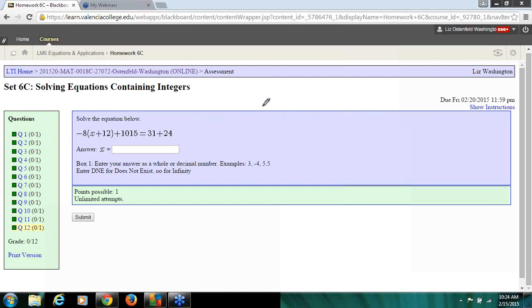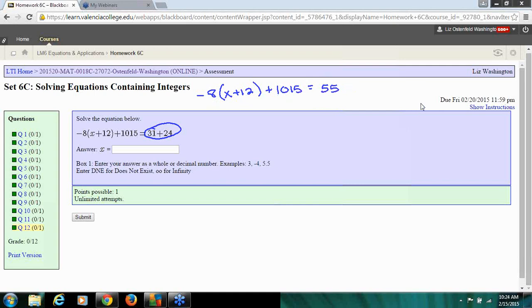Again, I'm going to rewrite it so I have some more space, and when I rewrite it, I'm going to already have combined these two terms, which are just numbers, okay? So I'm going to get negative 8 times x plus 12, plus 1015 equals 55, because 31 and 24 are 55.